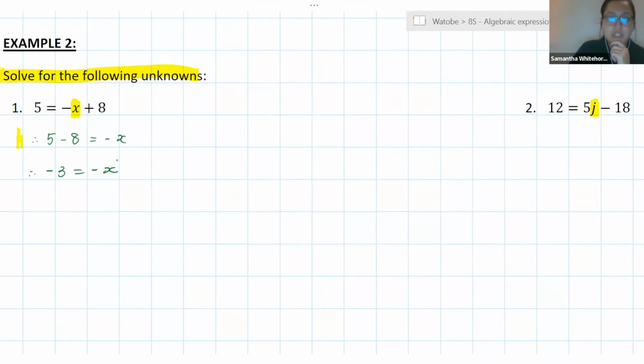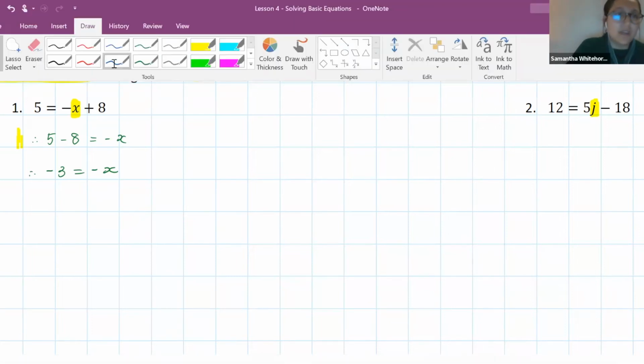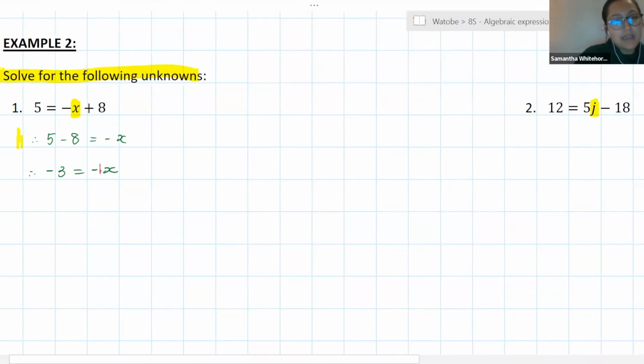What we have is a situation of negative 3 equals negative x. Now, I don't want negative x. I want positive x. So what we need to remember is that is actually a coefficient of negative 1. And so much like we've always been doing, I can divide both sides by a negative 1. And we know a negative divided by a negative is a positive. And so we get that x is equal to 3.